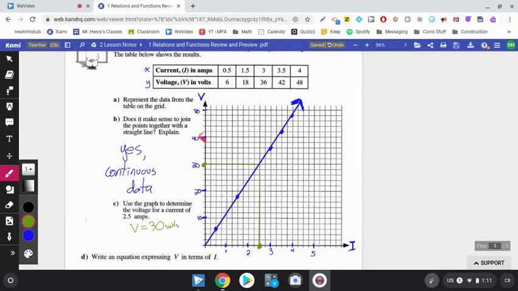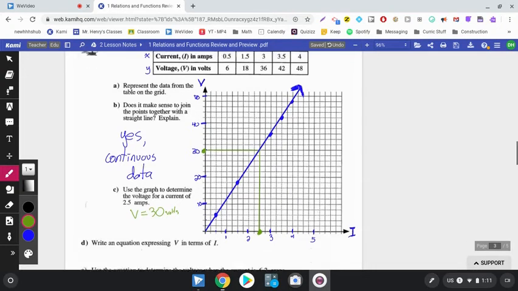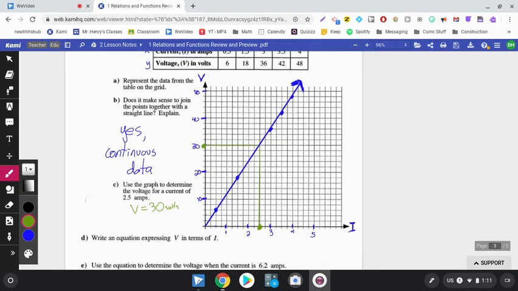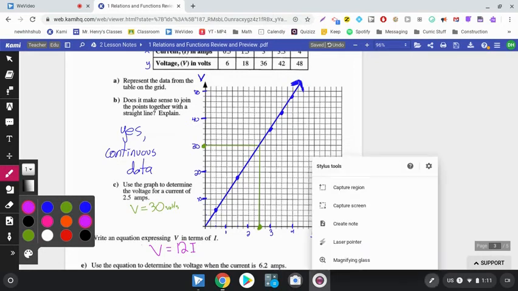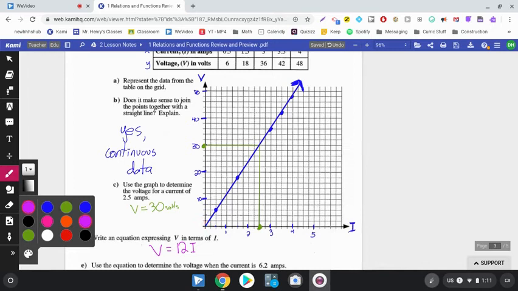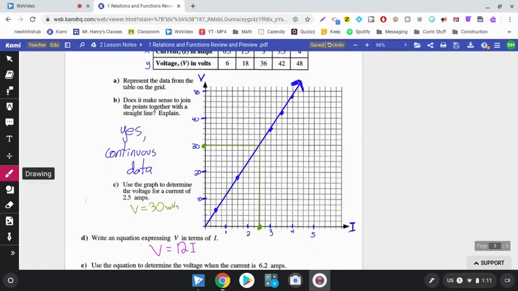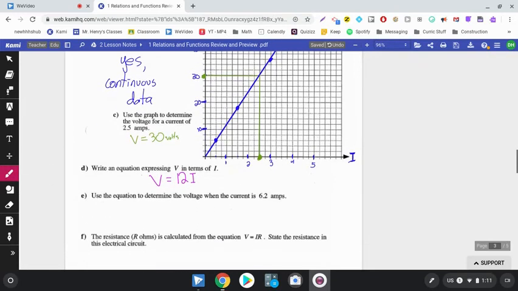And it actually works the other way. If you wanted to know when something had 40 volts, you'd go straight over to your graph, see when that happens, and then go straight down to find the value. Okay. Next thing, it says write an equation expressing V in terms of I. So this is saying V equals, well, this equation, and this is something we do in grade 9, is 12I. It has a slope of 12, and it has a y-intercept of 0, meaning I'm not adding or subtracting anything. Don't worry about those details. We'll spend more time on finding the equations. I'll just give it to you for this one.